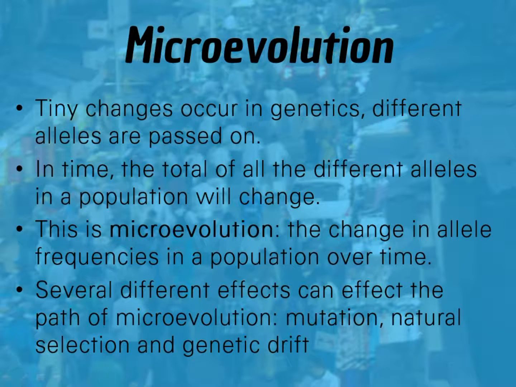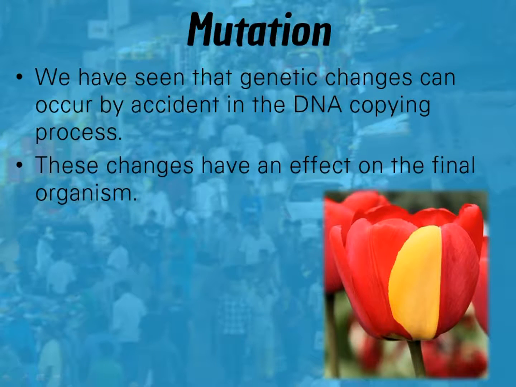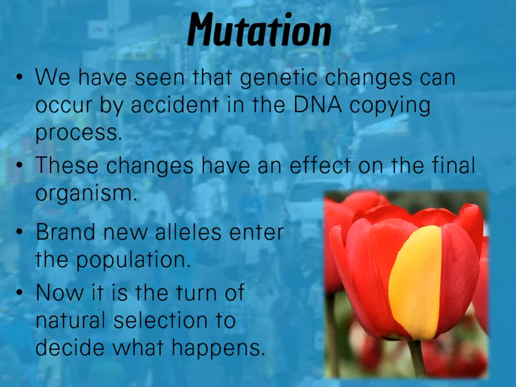And as with many things in biology and population genetics, you will see a certain amount of crossover between each of these ideas. So we can start by talking briefly about mutation, which we've looked at before. If there is a copying error in the DNA copying process or various other means, there can be changes to a species' genetic code. The offspring of this mutated process can have new traits in the final organism. Brand new alleles can enter the population. Then we have to turn over to natural selection to decide what happens.